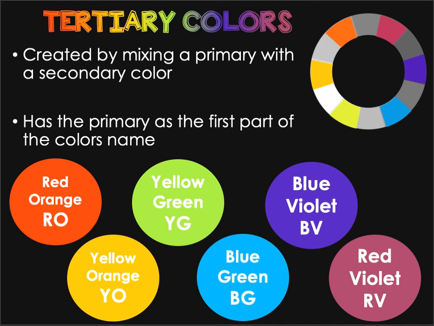All right, we're getting even more complicated. Going to tertiary. Think of 3. So this is created when a primary, a 1, is mixed with a secondary, a 2. 1 plus 2 equals 3. When you work with a tertiary color, you will always have the primary as the first part of the name.